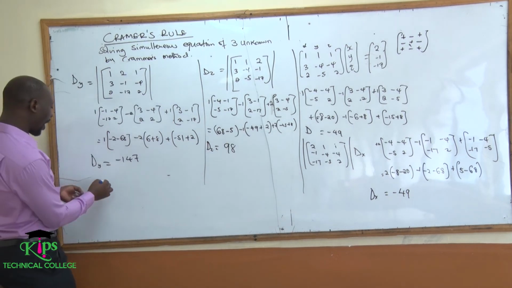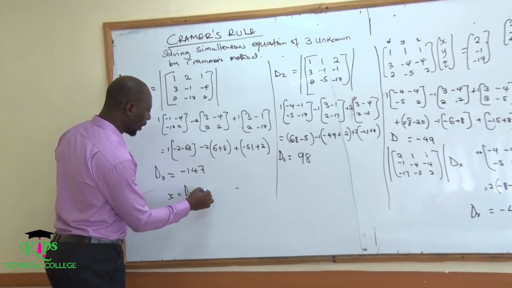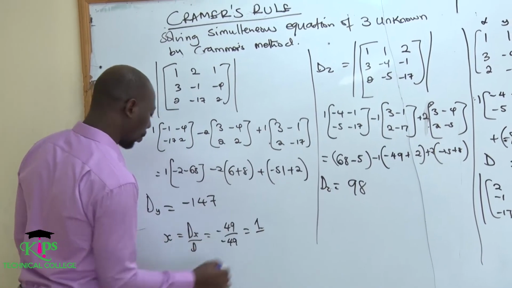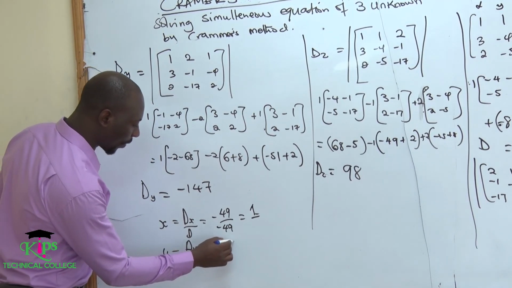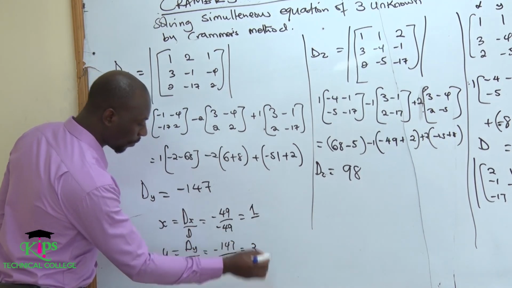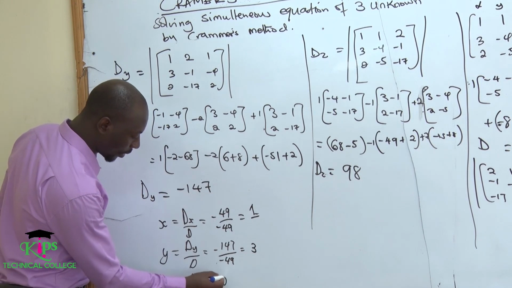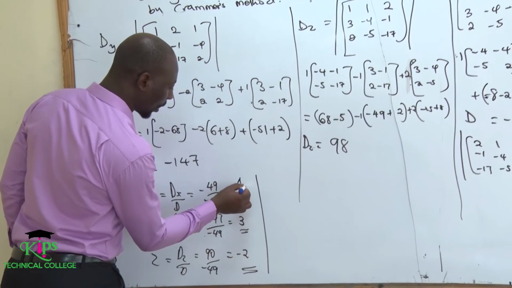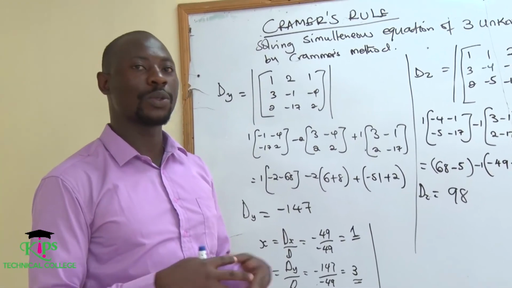But we have said that x is equal to d along x over d, and our d is negative 49. So x shall be negative 49 over negative 49, which is equal to 1. Y is equal to d along y over d, that is negative 147 over negative 49, giving us positive 3. And z is equal to d along z over d, that is 98 over negative 49, giving us negative 2. So we have got the value of all our variables, x, y, and z, by Cramer's method. We shall see in the next method how to solve using a different method.